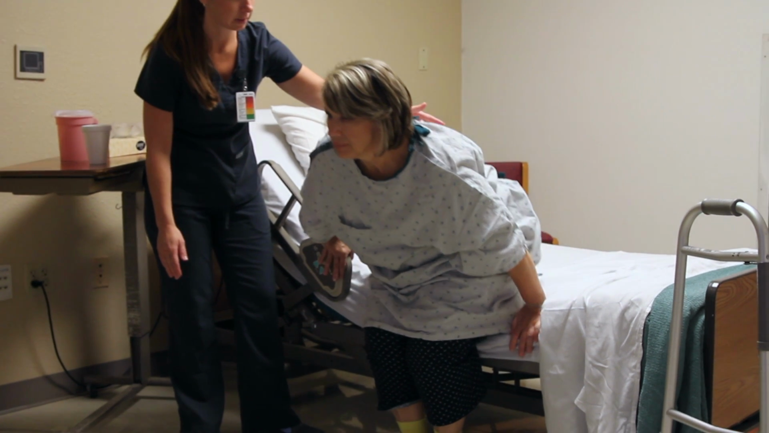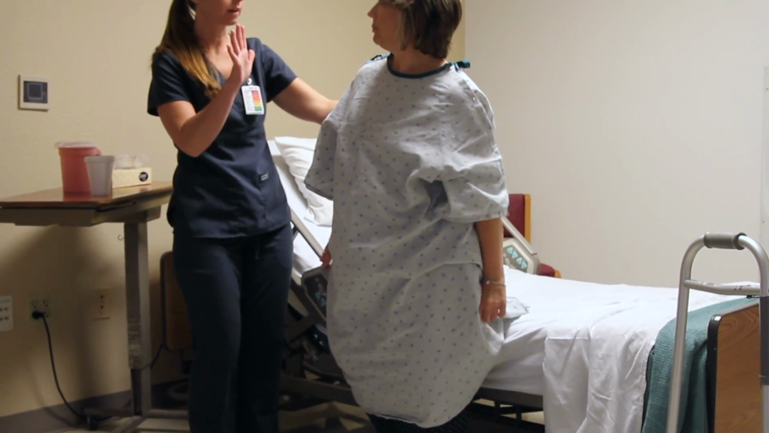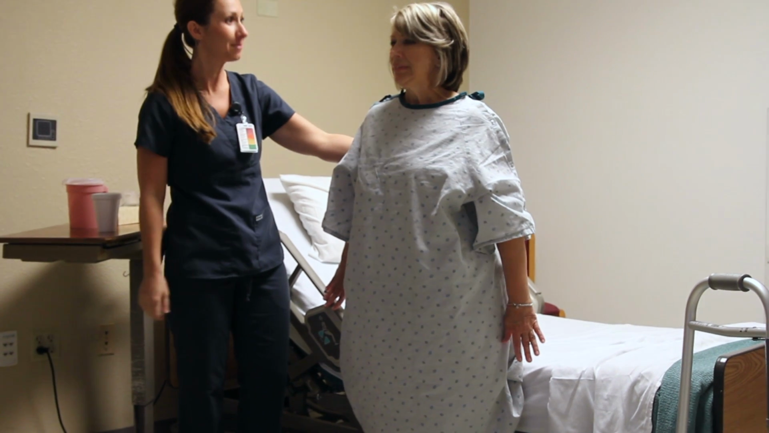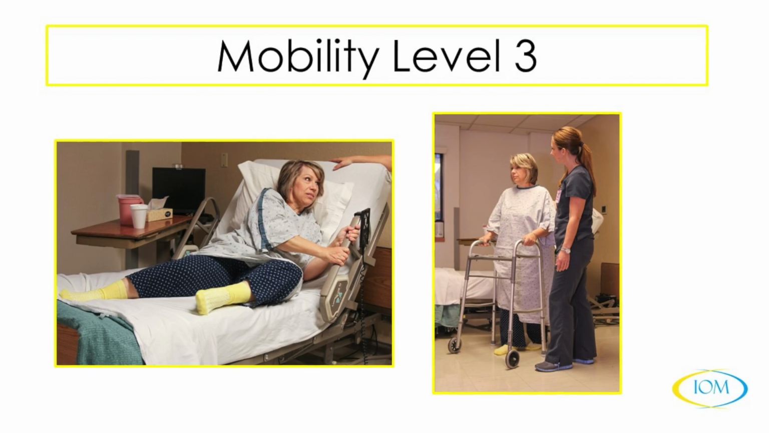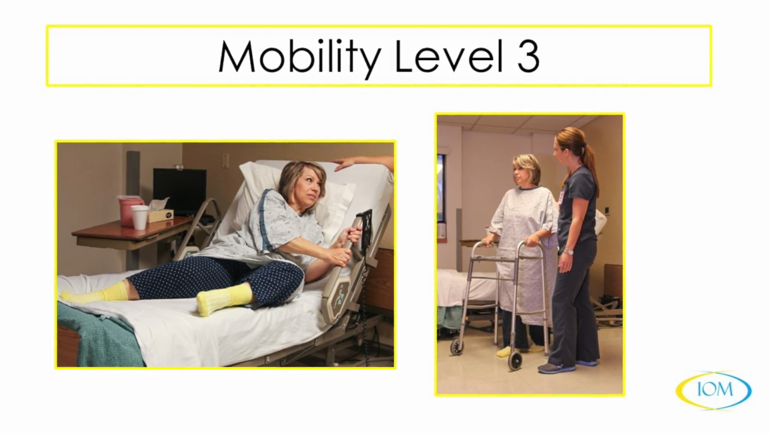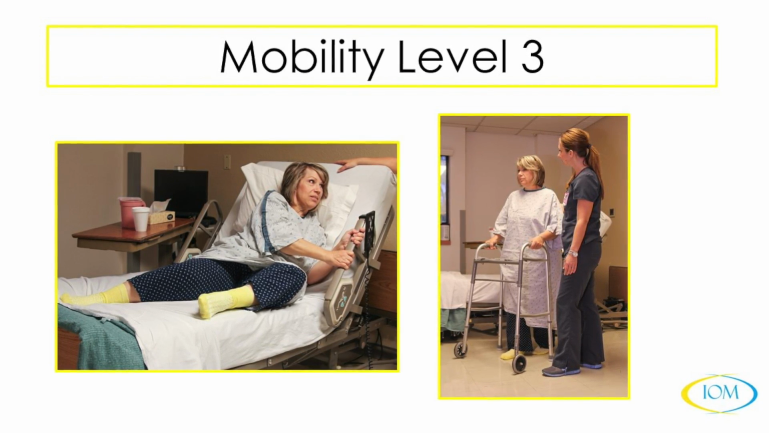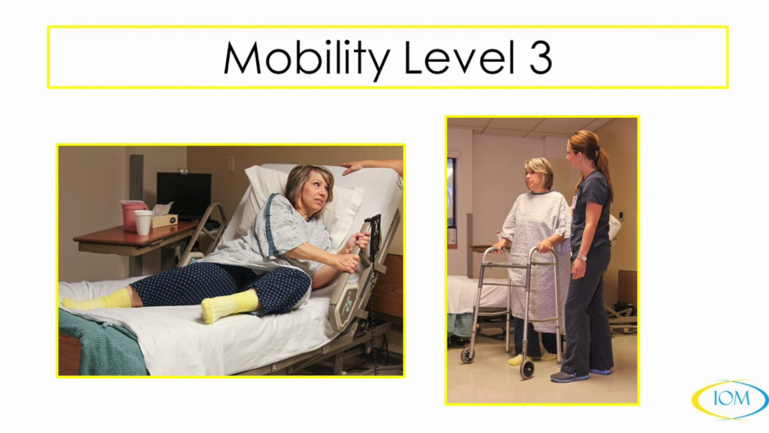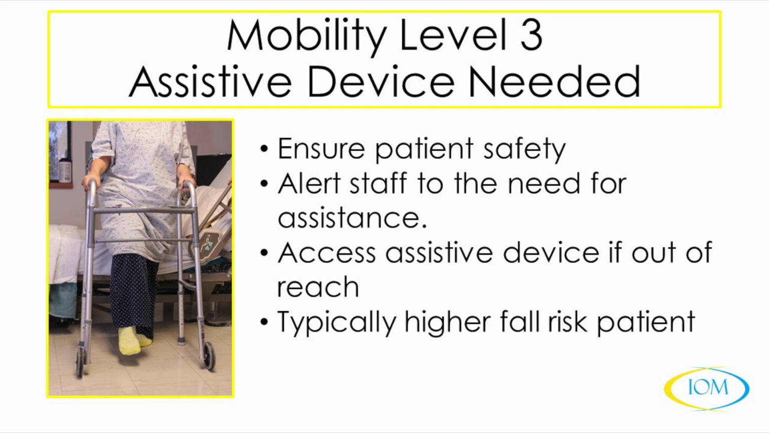Ask your patient to come to a standing position, holding on to the bed rail if needed. Then count to 5 to assess your patient's ability to stand. At this point, there may be 2 kinds of Mobility Level 3 patients: those who fail Assessment Level 3 and those who have assistive equipment needs. Patients needing assistive devices should be considered Mobility Level 3. This will help ensure patient safety.